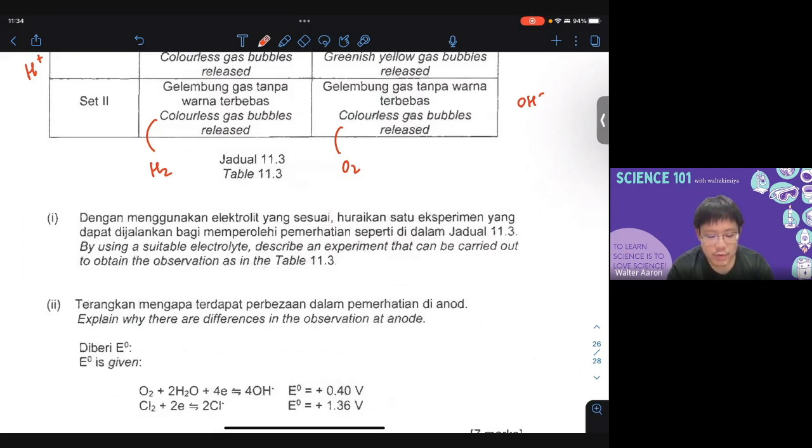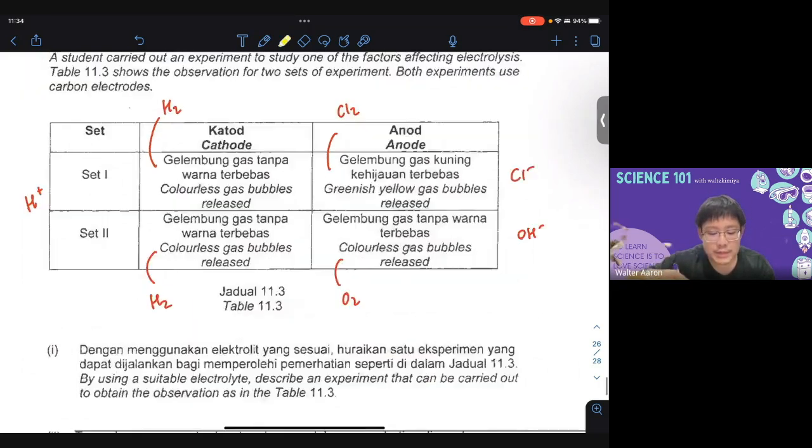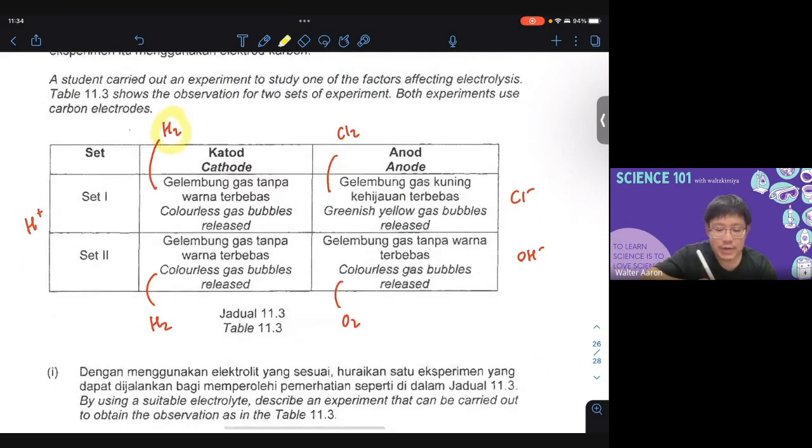And secondly, you have to explain why there are differences in the observation at the anode. So the only thing that changes is the anode, because like I said just now, hydrogen gas is actually released at the cathode itself, right? So there's nothing that's changed. The only thing that's different is that one is chlorine gas for set number 1, and the second one is O2. So what's happening here is very simple.